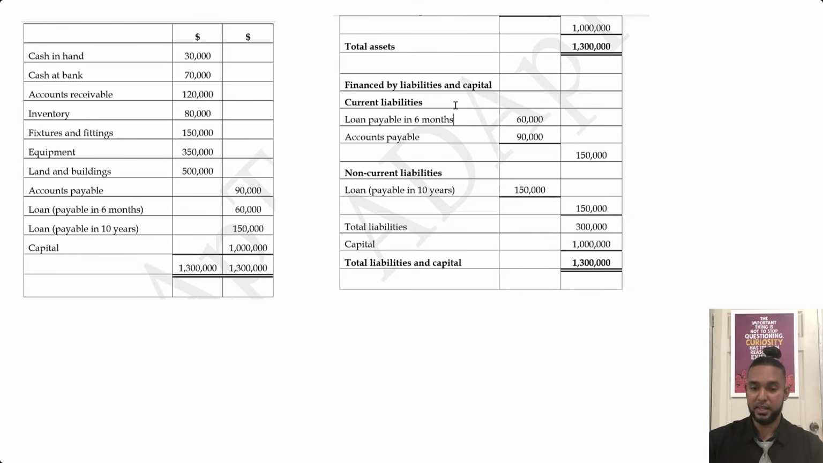Again, as we could see, it's the same information that we've been using for the past few questions. We are just rearranging the order in which it's presented, but we are still preserving the classifications of current and non-current. We are just reversing how we present it. All right, let's take a look at a rearrangement of this format as well.